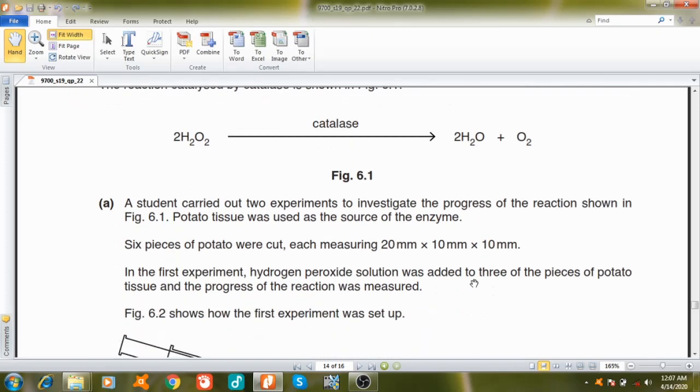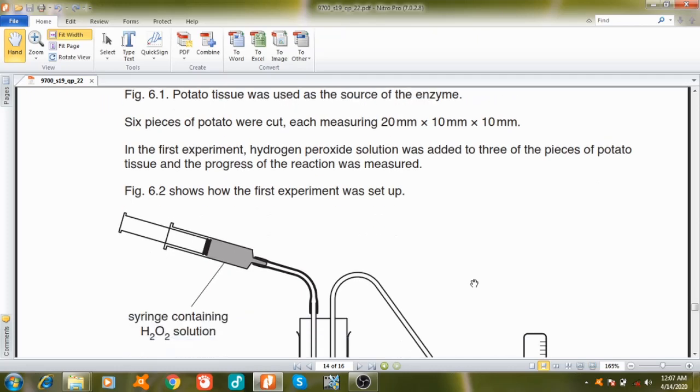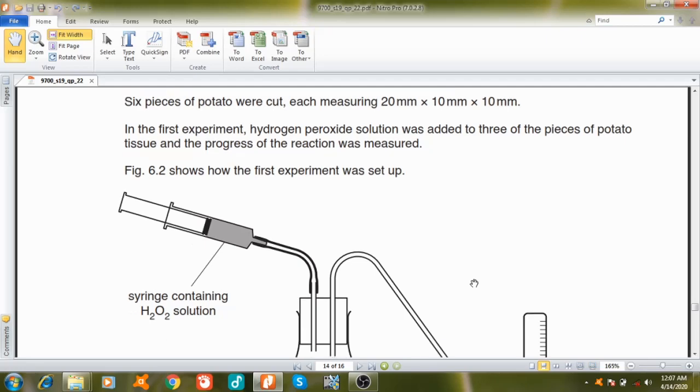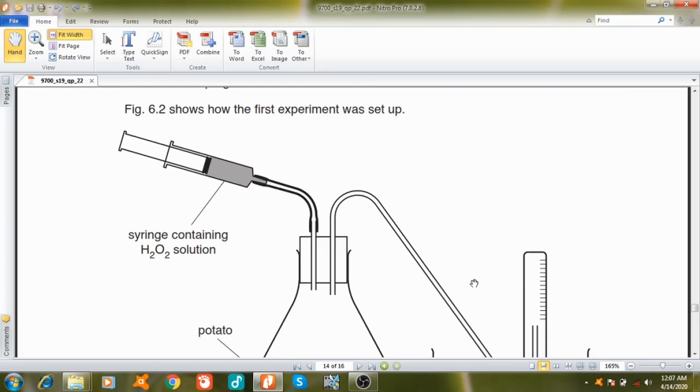This is figure 6.1. A student carried out 2 experiments to investigate the progress of the reaction shown in figure 6.1. Potato tissue was used as the source of the enzyme. 6 pieces of potato were cut, each measuring 20 mm by 10 mm by 10 mm. In the first experiment, hydrogen peroxide solution was added to 3 of the pieces of potato tissue and the progress of the reaction was measured. Figure 6.2 shows how the first experiment was set up.